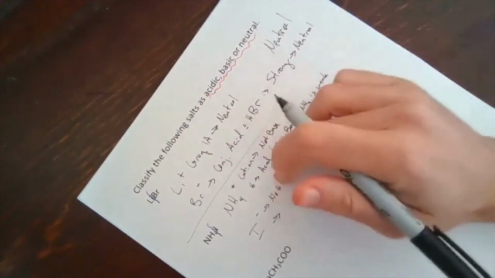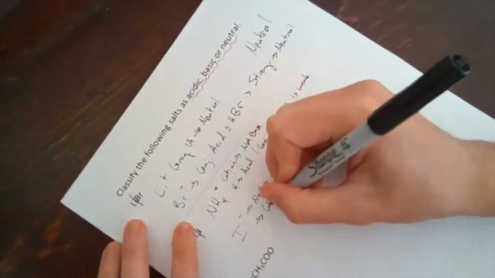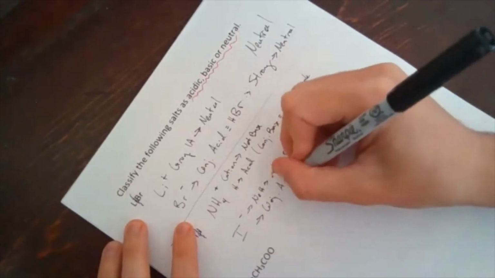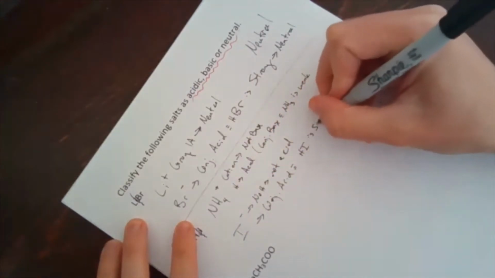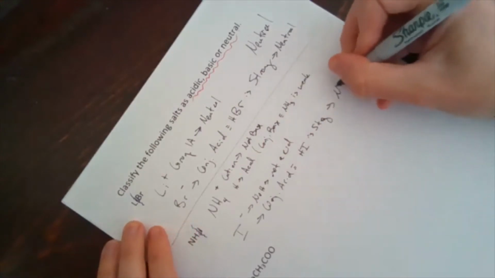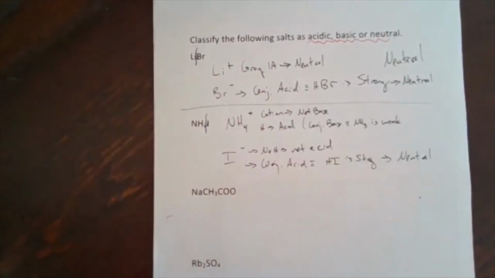And then, so we know it's not an acid, it is an anion. So we're going to think about what the conjugate is. Well, my conjugate acid, in this case, is HI, which is strong. That leads to this thing being neutral. So iodide is a neutral anion.